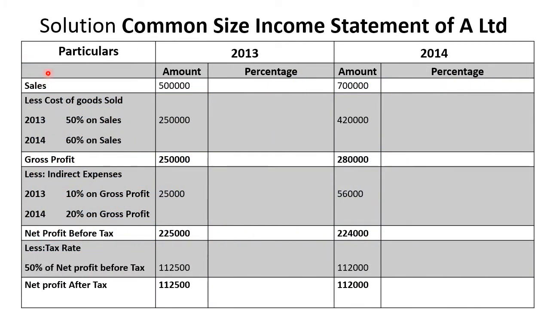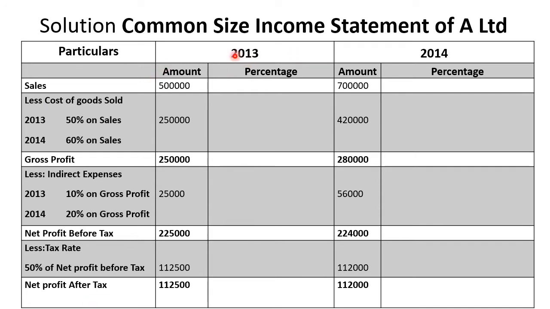As I used to tell you guys, do not forget to write the heading in each and every problem. Here the solution part heading will be, common size income statement of A Limited. Okay, so the columns required will be particulars, 2013 and 2014. Under particulars we'll be writing all the information.